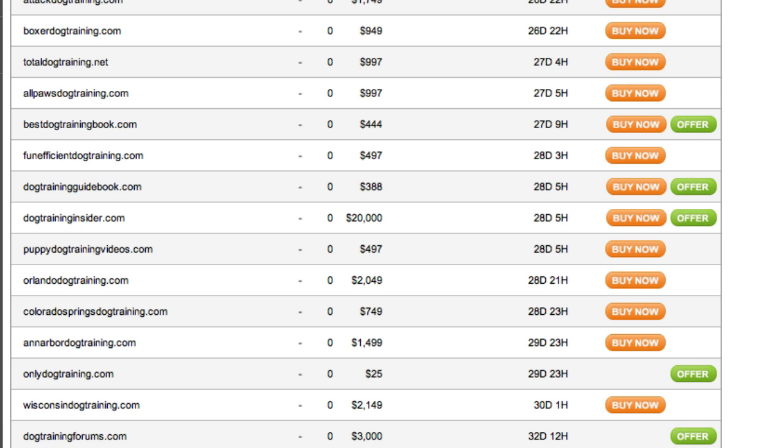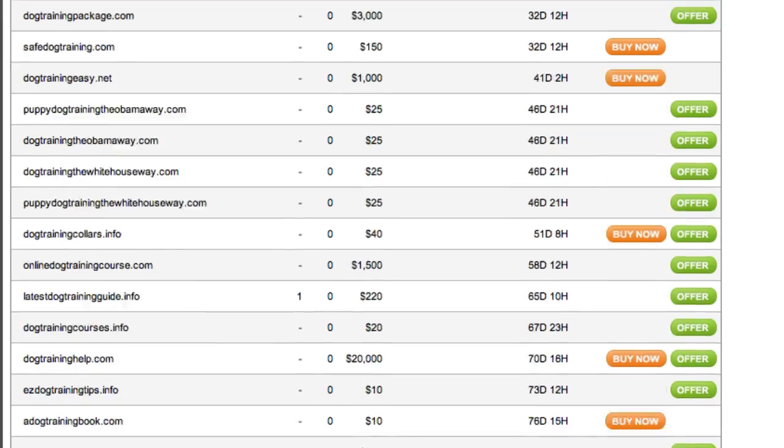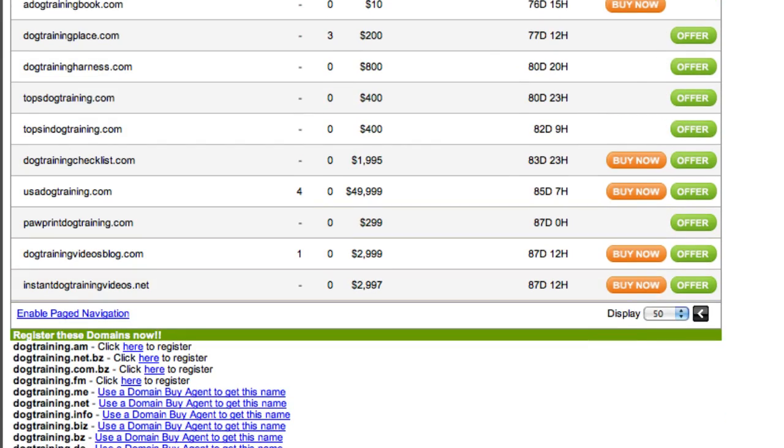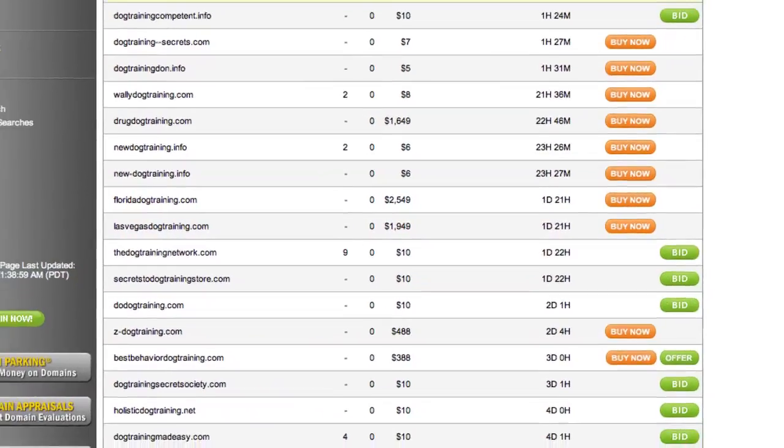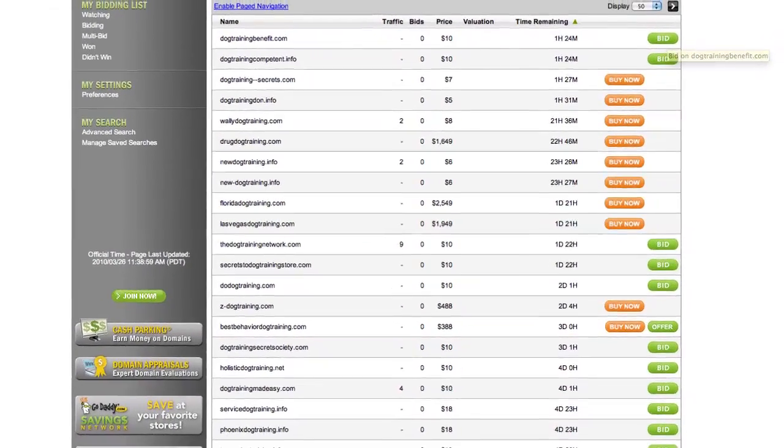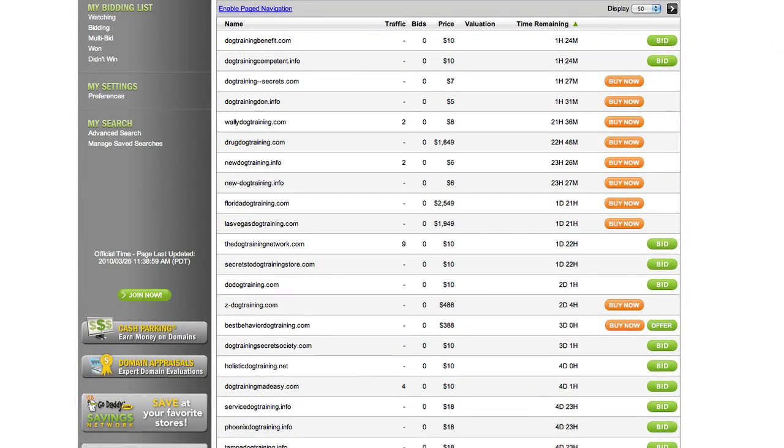And what you would do, like I say, with some of these you can buy now, as you can see here. With some you can either buy now or put an offer in. And on the other page, as you can see here, there's lots where you can just bid. And these are really good ones. These are the ones I like to go for because they're usually around about $10, unless they've had bids on them. And I pick up lots of domains on here for the $10 mark.